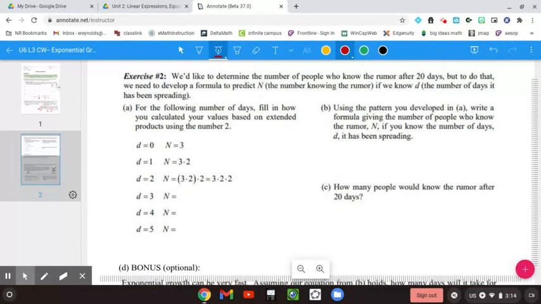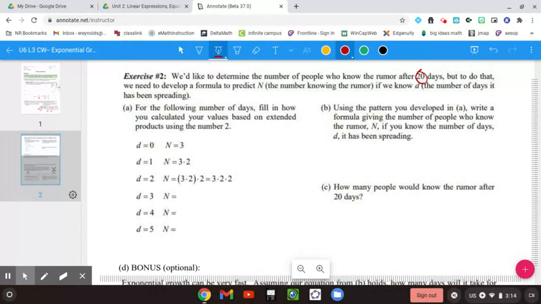So we would like to determine the number of people who know the rumor after 20 days. Now, we don't want to have to just write out each day in a table like that, because what if I asked you to find out how many people know the rumor after 100 days? You don't want to have to write out 100 instances of this situation. So it's good to develop some sort of formula or some sort of pattern. So let's start doing that.